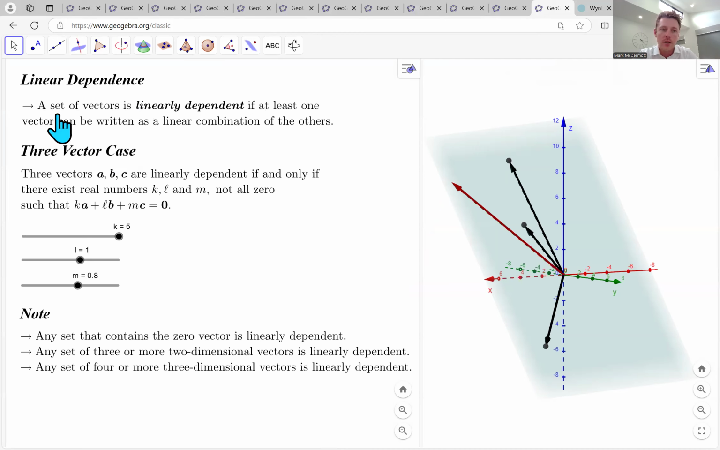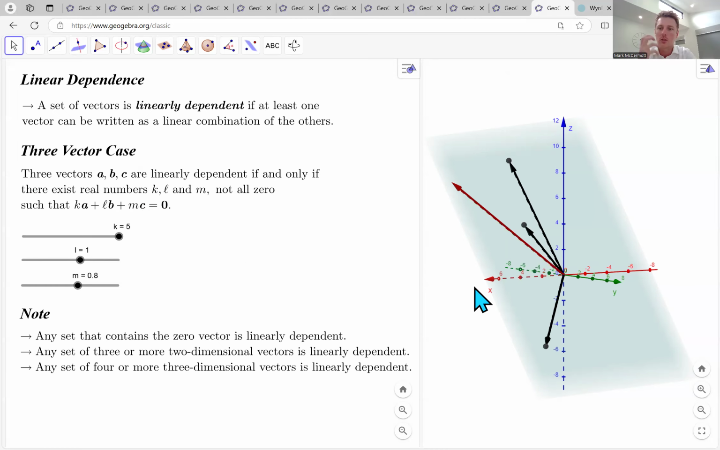Okay, and again, the definition is the same. A set of vectors is linearly dependent if at least one vector can be written as a linear combination of the others. So in this instance, we say three vectors A, B, and C are linearly dependent if and only if there exist real numbers K, L, and M, not all zero, such that K times A plus L times B plus M times C equals the zero vector.